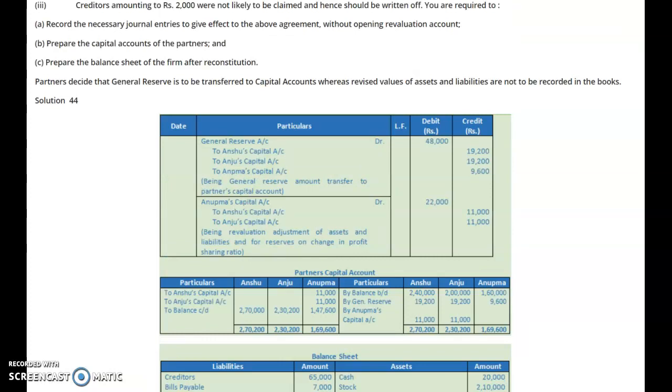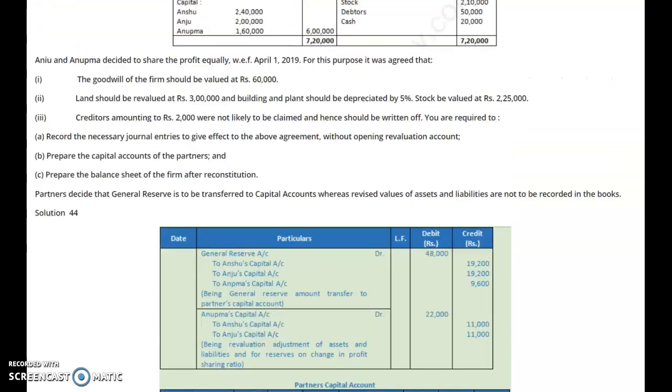Anupma, she is gaining by 2/15. She has been given a debit of 22,000. Anshu and Anju are both sacrificing 1/15 and 1/15, so a credit should be given to them. This way we have adjusted the value of assets and liabilities on revaluation and the amount of goodwill.